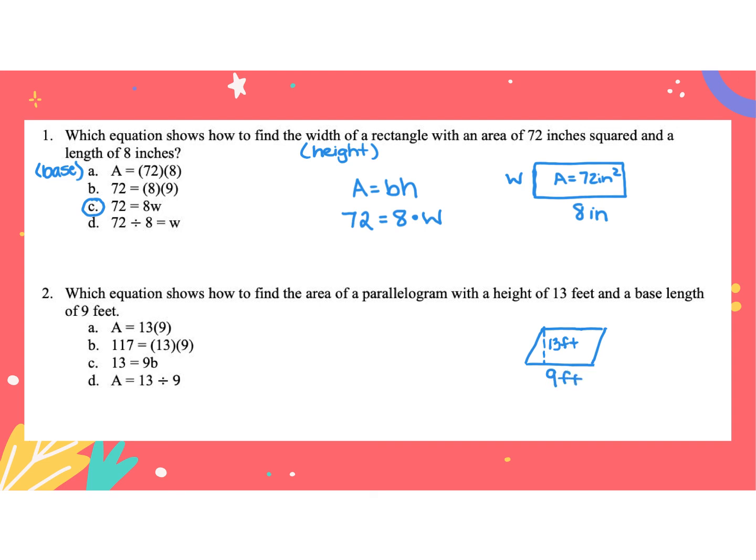We know our formula for finding the area of a parallelogram is area equals base times height. We are looking for the area. We know the base is 9 and the height is 13. Answer choice A matches with the equation that we wrote. Area, or A, equals 13 times 9.